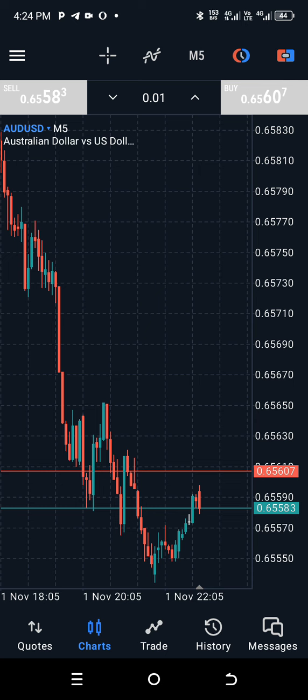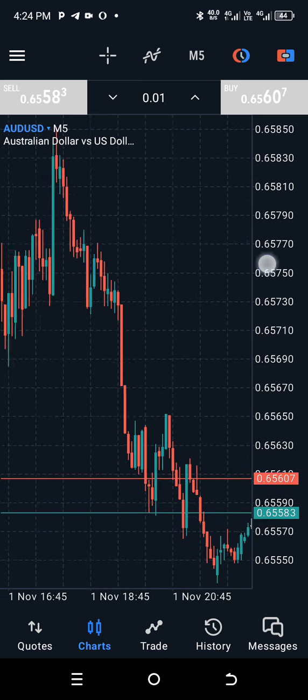The next thing we'll be looking at is the bid price. The bid price is the price at which you have to buy a currency, while the ask price is the price at which you have to sell a currency. Now we have what we call spread. Spread is basically the difference between the bid price and the ask price.